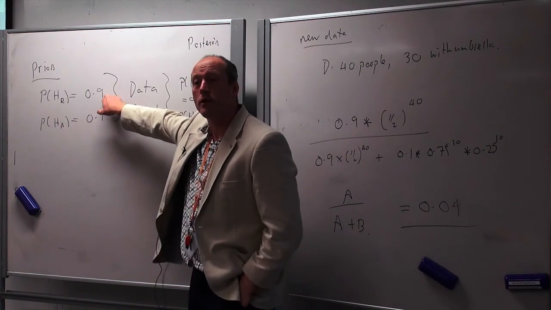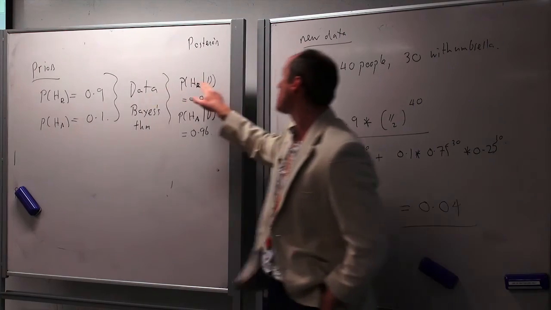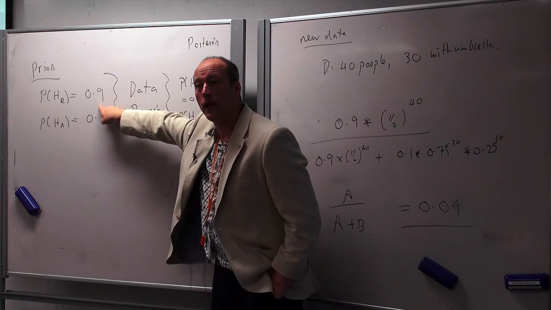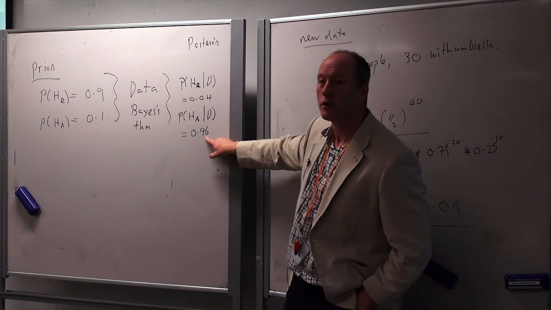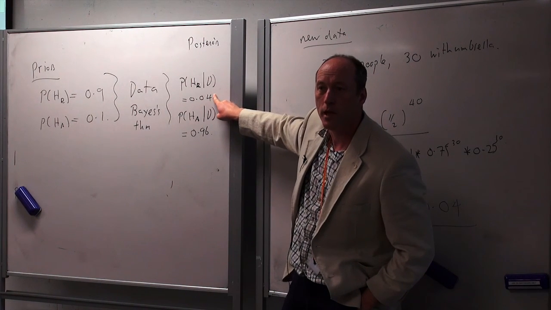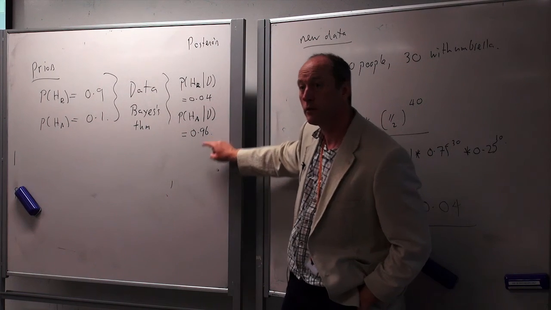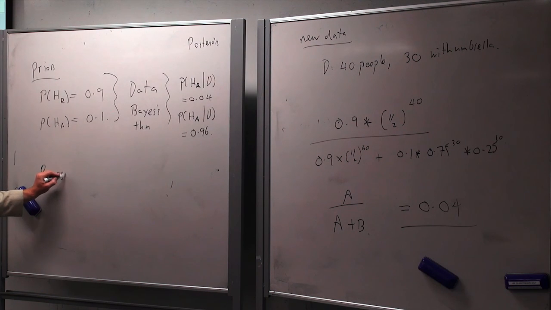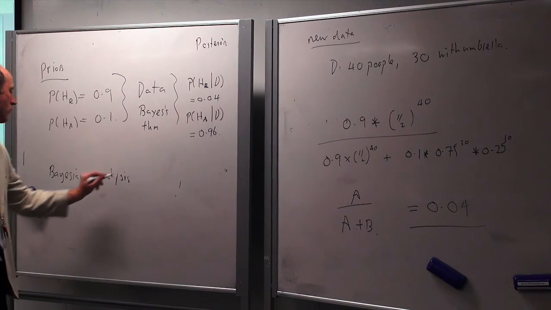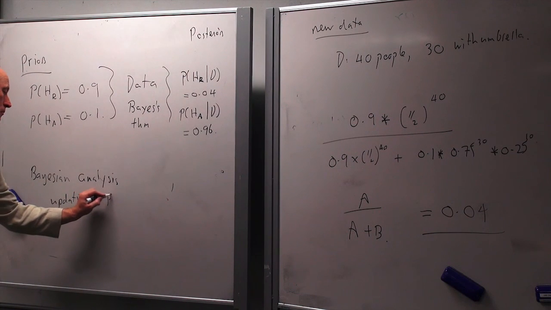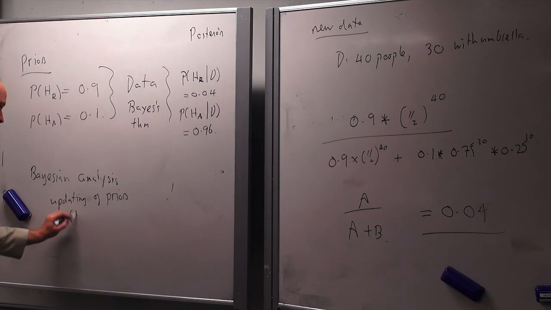Before, I was probably right because we didn't have any data. Now we've got some data that supports her and contradicts me, and it's overthrown this probability here. So she was probably right. There's still a ghost of a chance that I was right, 4%, but she's probably right. This is called Bayesian analysis, or updating of priors to give posteriors.